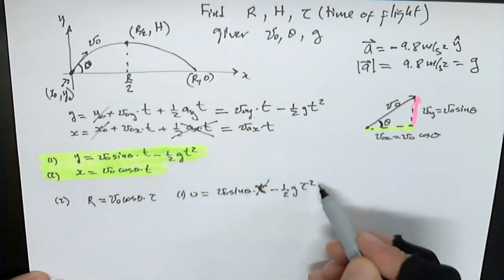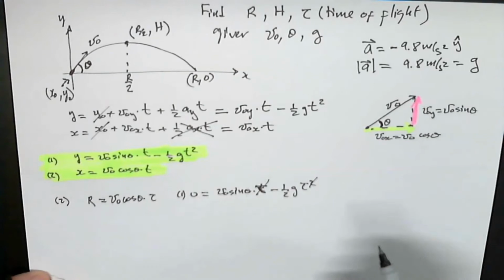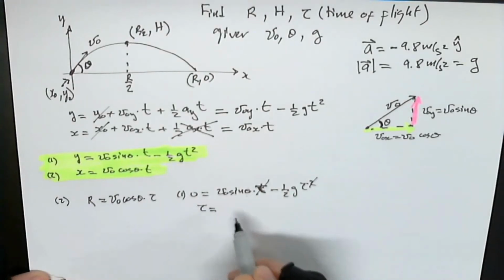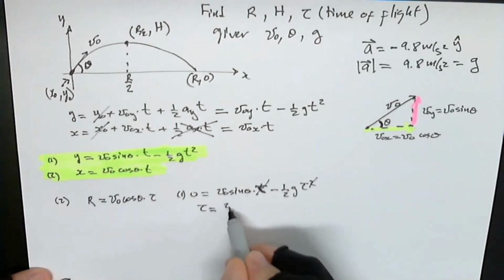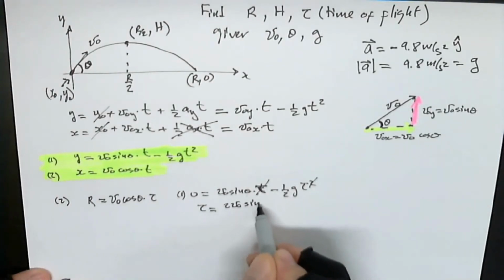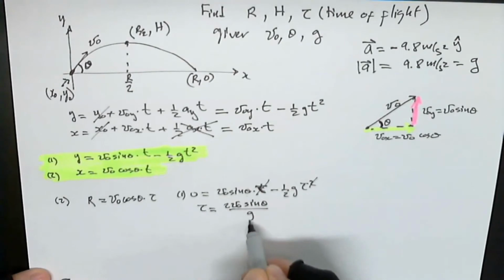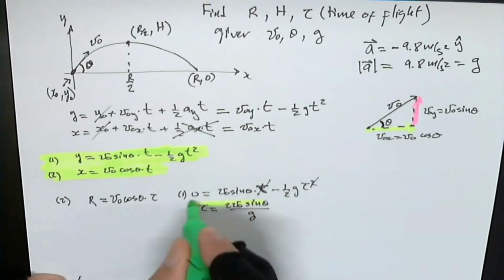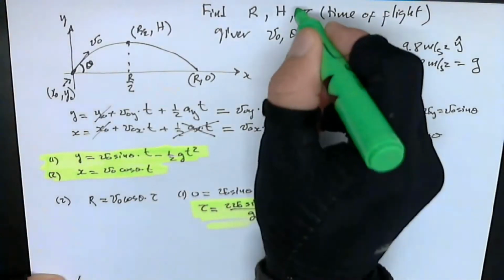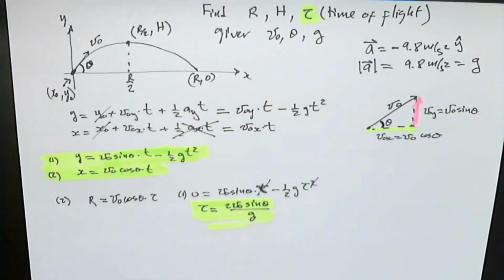As you can see, one tau cancels. You don't have to use the quadratic equation. And when y is 0, the time at which that happens is 2 v0 sine of the angle over g. All right, that's the first one. So that's the time of flight.